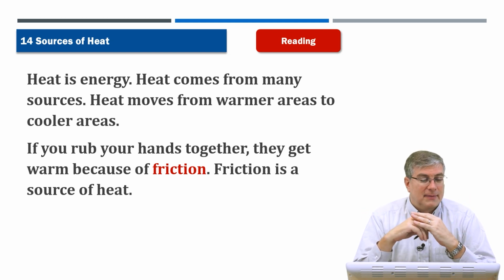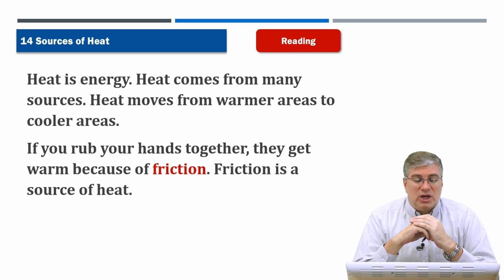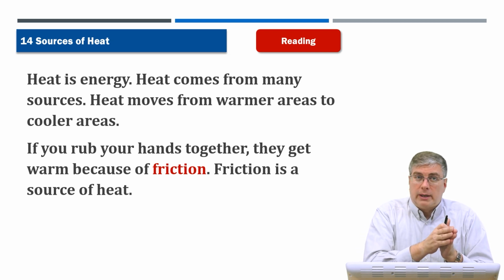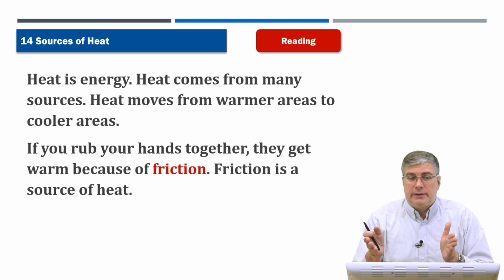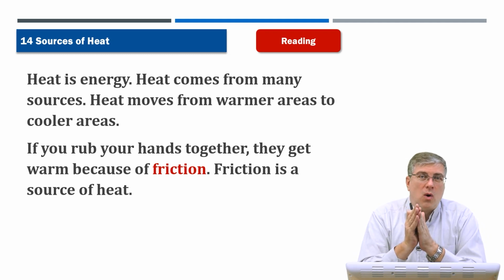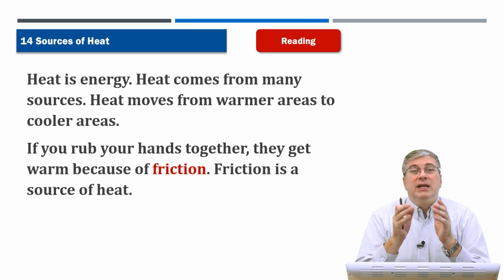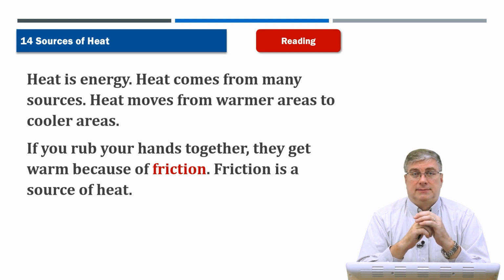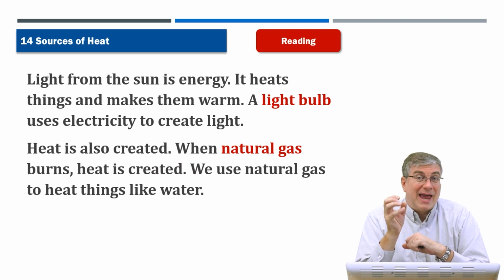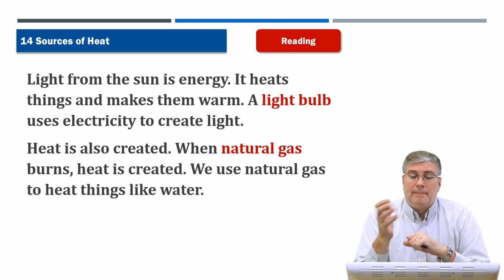Let's begin. Heat is energy. Heat comes from many sources. Heat moves from warmer areas to cooler areas. If you rub your hands together, they get warm because of friction. Friction is a source of heat. Light from the sun is energy. It heats things and makes them warm.